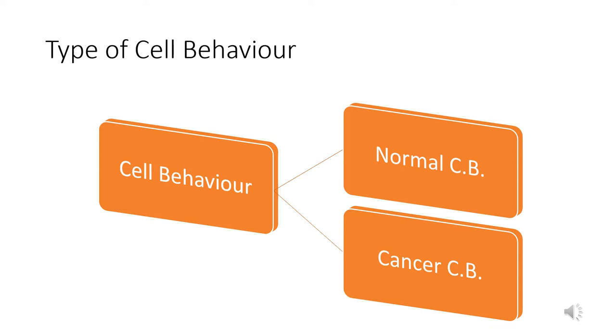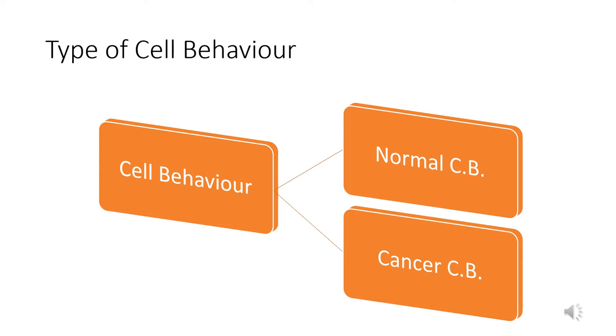Cancer cells can also spread throughout the body. It's very normal that if one portion of your body is affected with cancerous cells, it may spread to different organs, different parts of your body as well. It is not restricted to one particular organ or one particular portion of your body.